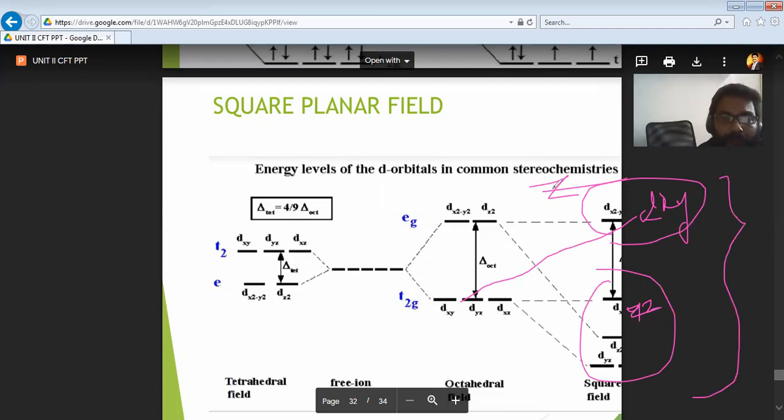This is the square planar. This is the octahedral. This is the tetrahedral. This is a square planar. That is important. If any doubts, please ask me.